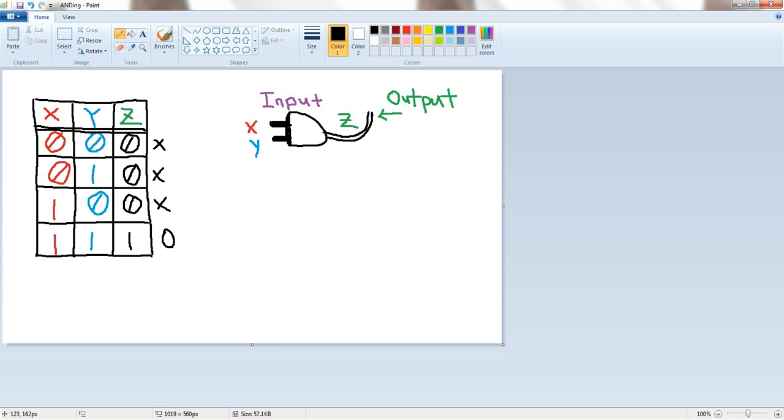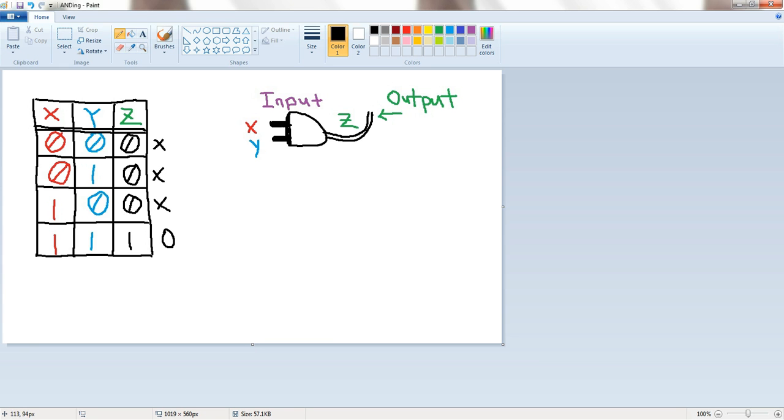Okay, so let's say X input is 0 and Y input is 0. The output comes 0 because 0 times 0 is 0. So it's not working, so it's off. And in this one, input X is 0, Y input is 1. The output, 0 times 1, equals 0. So it's not working either.